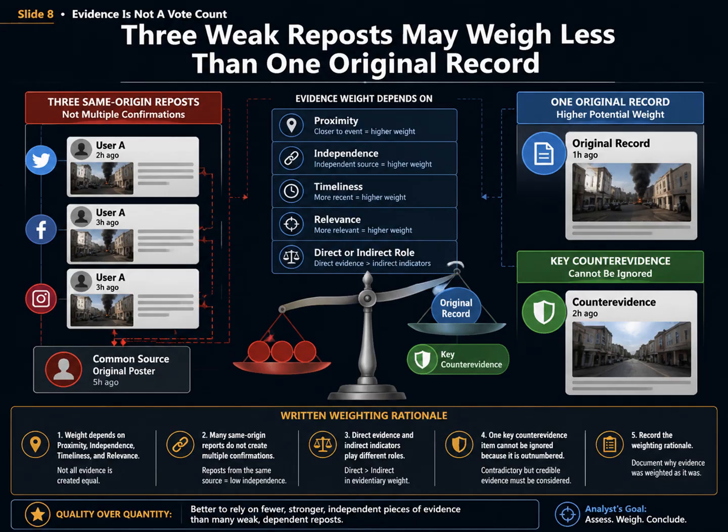Weight depends on proximity, independence, timeliness, relevance, and whether the evidence is direct or indirect. A final court record may outweigh media summaries for case status. A customer's public action may distinguish customer confidence better than the company's own statement. Write the weighting rationale down.